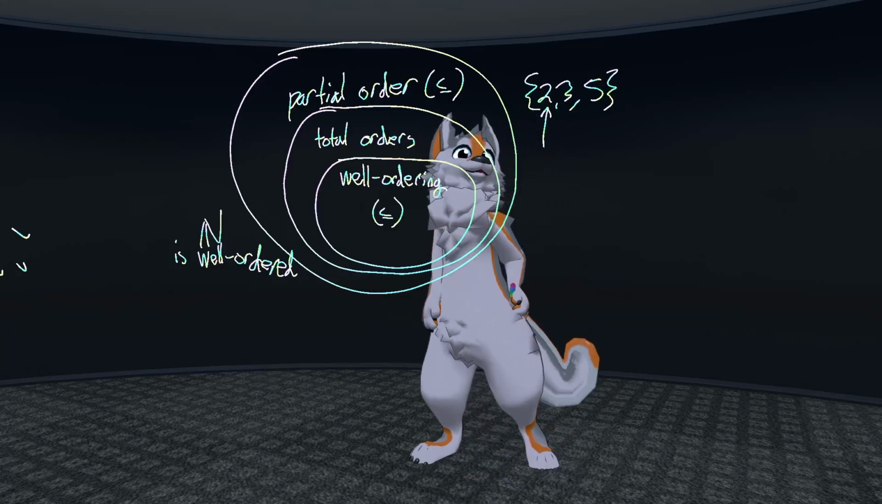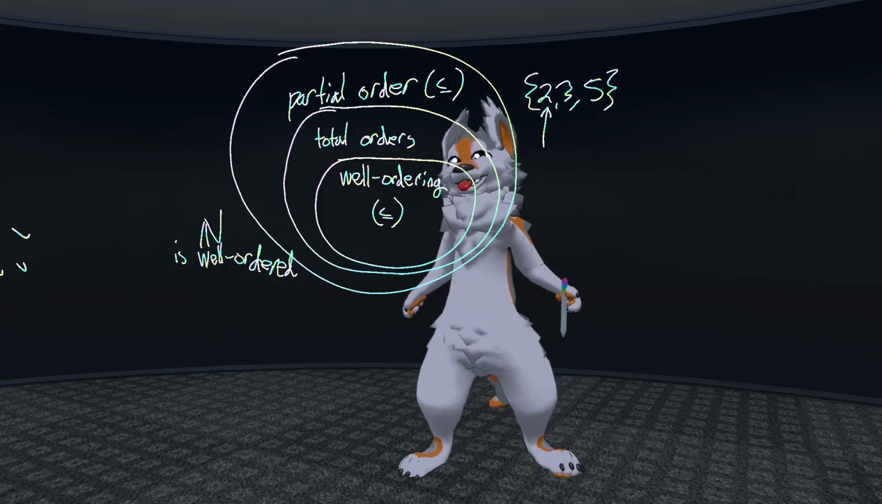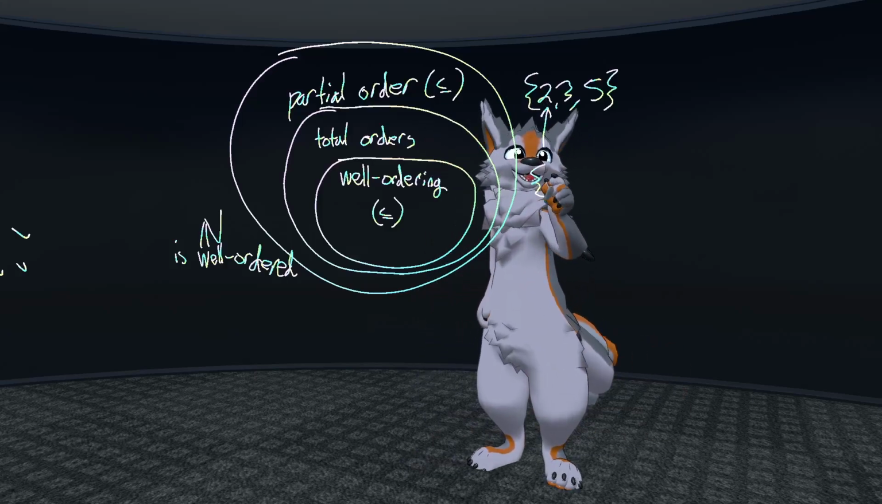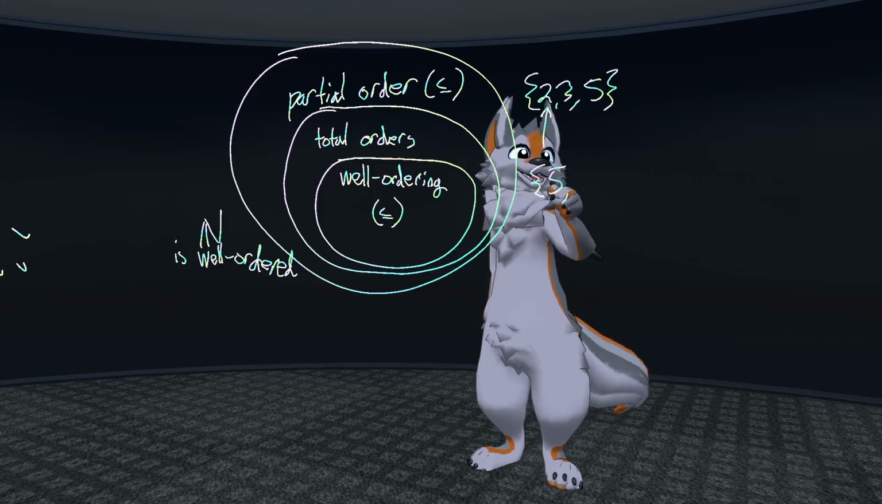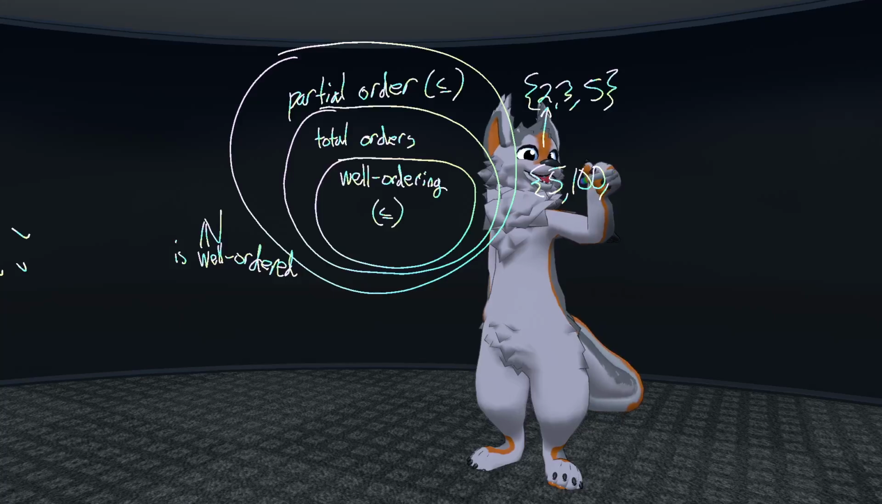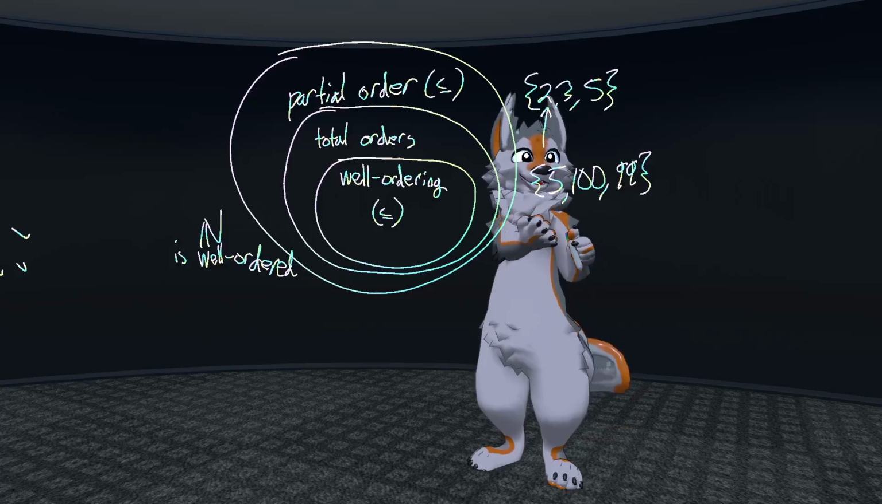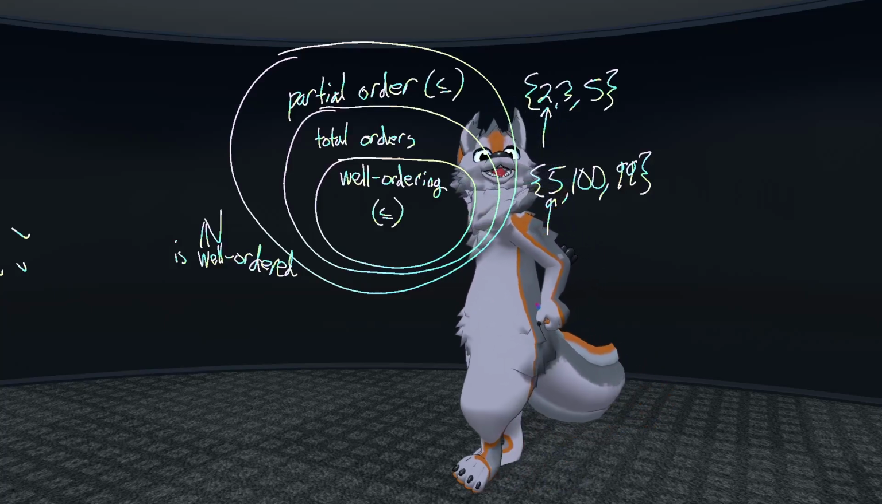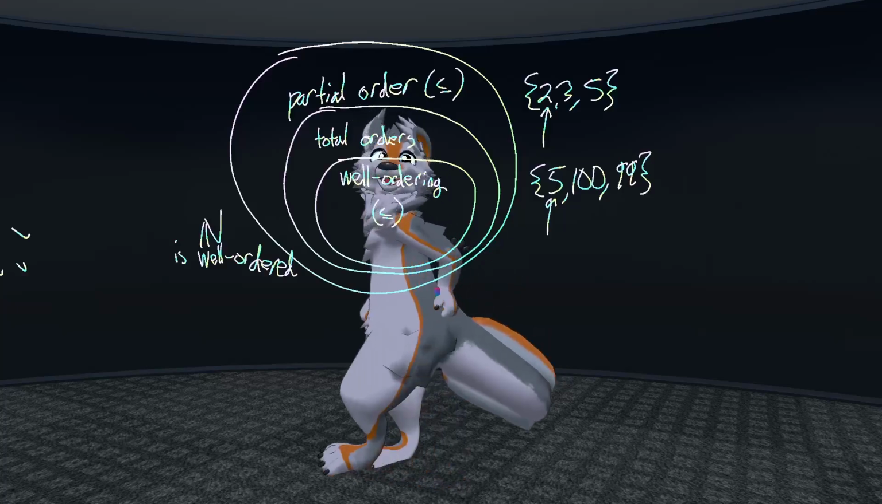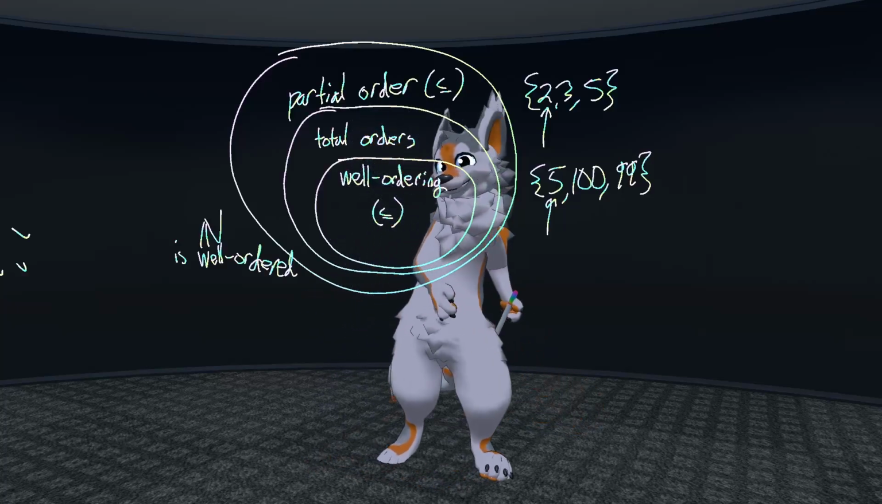So this set has a smallest element, and in general, it doesn't matter what set you consider. Your set is always going to have a least element. In this case, it's 2. In this case, it's 5, right?